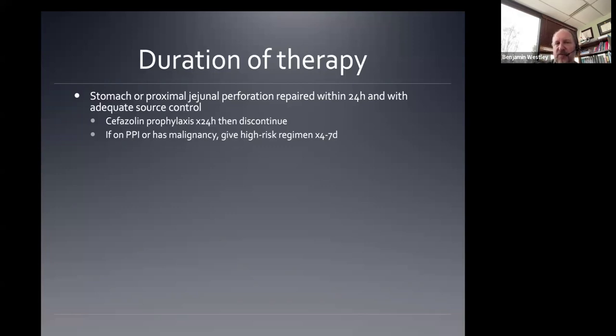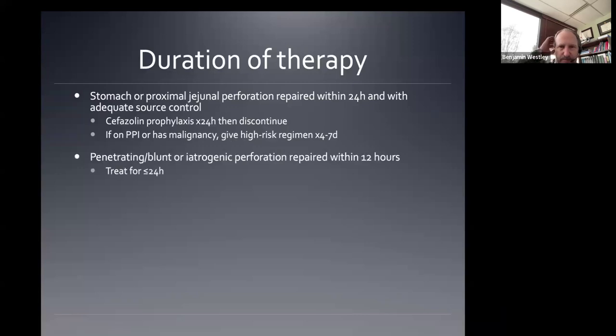If somebody has an acute stomach perforation, say a big ulcer blows a hole in the stomach, or they get a knife in the stomach, and they come in the hospital within 24 hours, then they just need antibiotics for 24 hours and then stop. There's a mention that if they are on acid suppression or have cancer, to give a longer regimen. This is what's in the guidelines. And I should clarify, the stomach and duodenal perforation, this is typically going to be ulcer disease. If it's repaired within 24 hours, you give 24 hours and stop, or a longer course if they're already on a PPI.